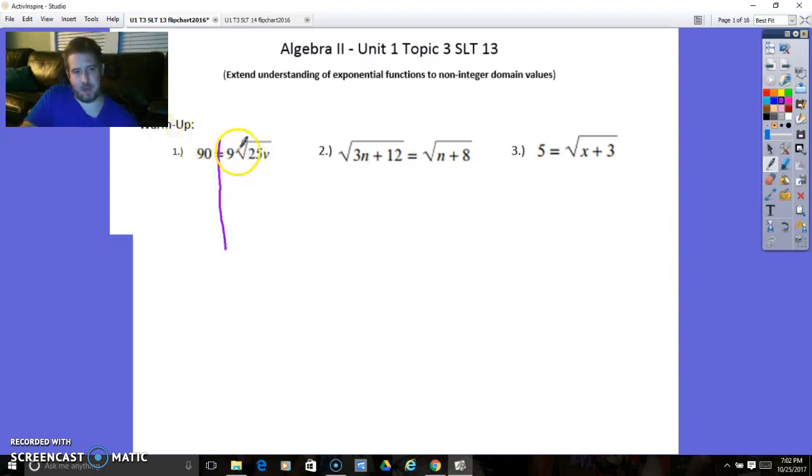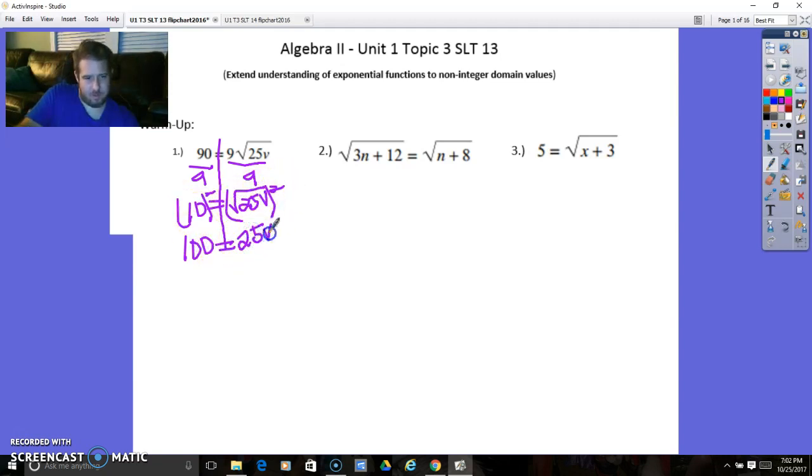So we're going to start off by solving some radical equations. I see what's on the outside of the radical. I need to get rid of that first. The 9 is being multiplied, so I'll do the opposite, which is divide. That gives me 10 equals the square root of 25v. The inverse operation of square root would be squared, so I'm going to square both sides next, which would give me 10 squared is 100, and square root and the squared cancel, which is just 25v. Divide both sides by 25, and the answer is 4.